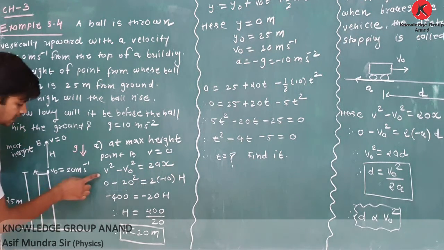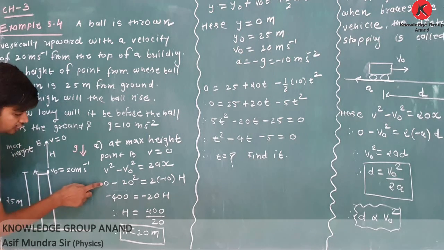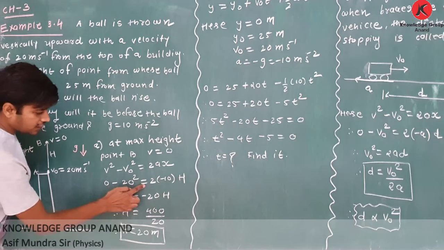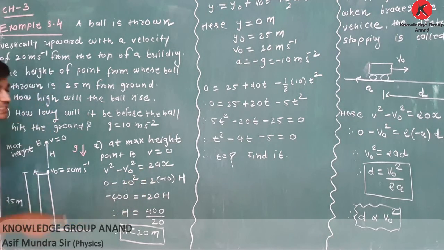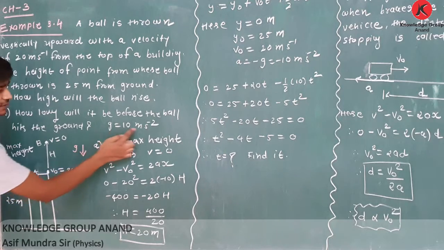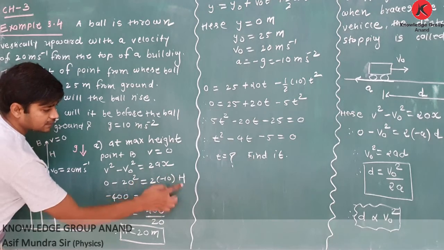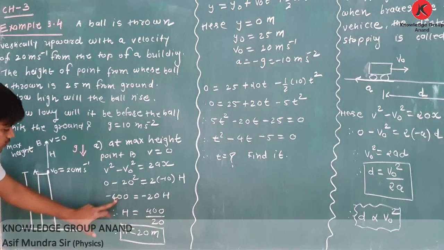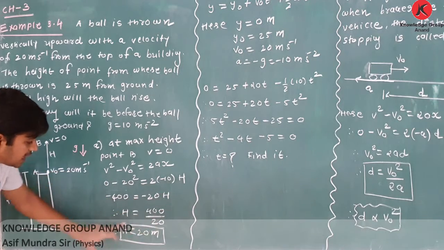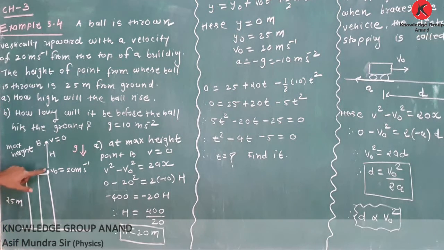How to make changes? At point B, final velocity 0, initial velocity 20, so 0 minus 20 square is equal to 2 times a. a is replaced by minus g, and we are taking the value of g as 10 meters per second square, so a is equal to minus 10, and x is replaced by h. So minus 400 is equal to minus 20h. If you make h the subject, 400 divided by 20, so h is equal to 20 meters. So if you throw the object from this point with velocity 20 meters per second, its maximum height at that time is 20 meters. Clear?